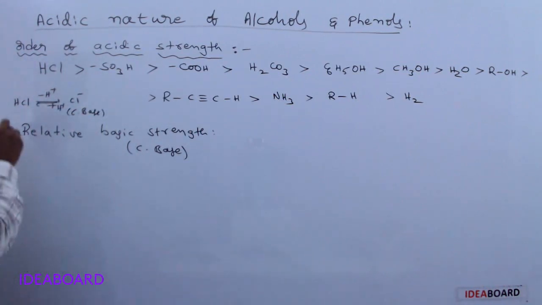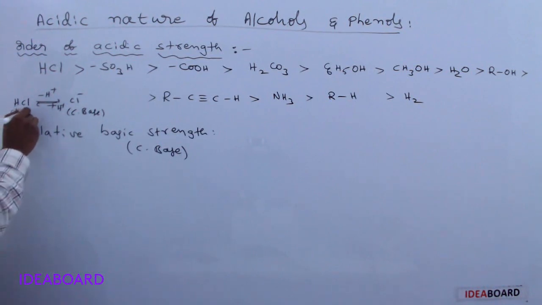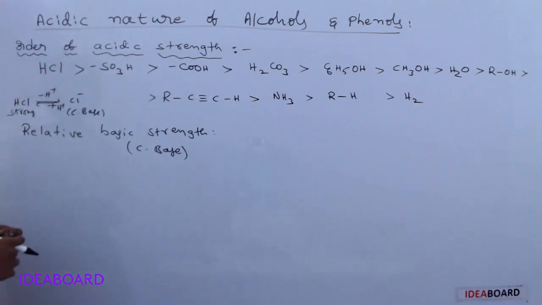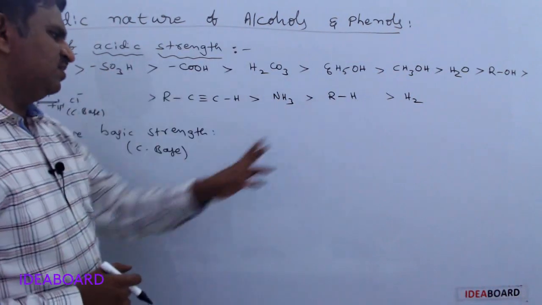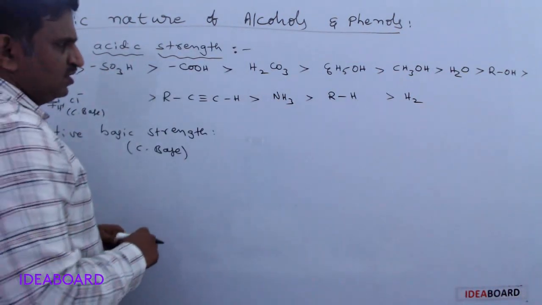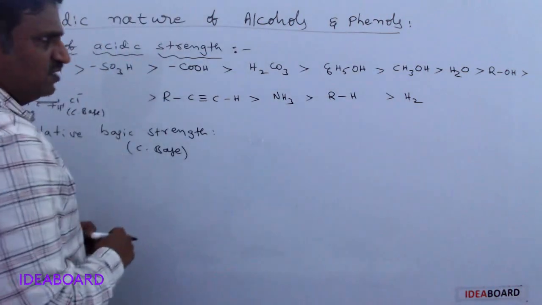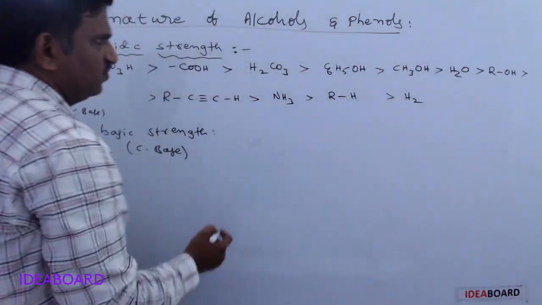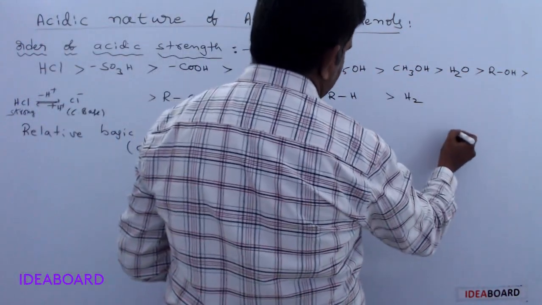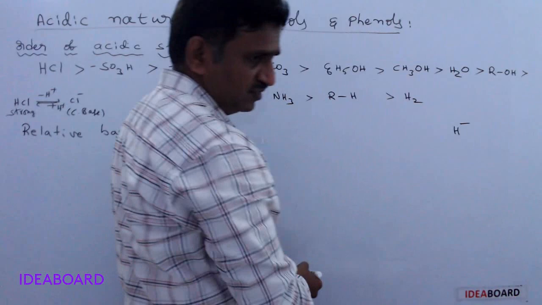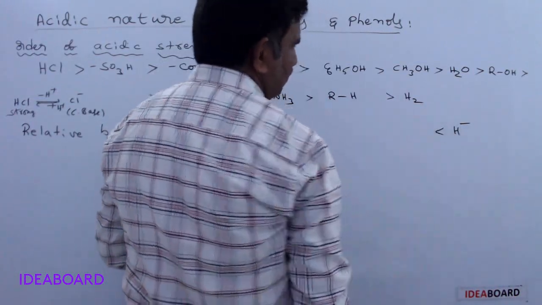And here HCl is a strong acid, we know. HCl is a strong acid because it depends upon the Ka values. So the strong acid's conjugate base is always weak. So here if you are taking the relative basic strength, suppose I am taking from alcohols and phenols only, this is H2. If it is losing one proton, what happens? It is forming H minus. It is the strongest conjugate base.